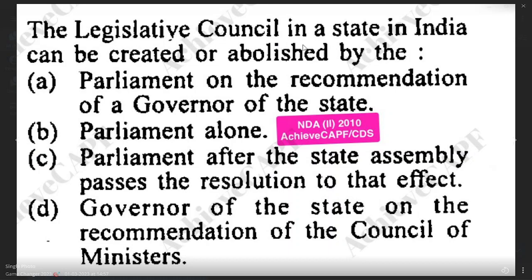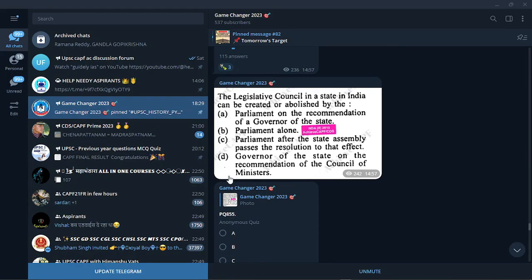The legislative council in a state in India can be created or abolished by Parliament on the recommendation of the Governor of the state, Parliament alone, Parliament after the state assembly passes a resolution to that effect, or the Governor of the state on the recommendation of the Council of Ministers. C is the answer: Legislative Council, Parliament after the state resolution to that effect.